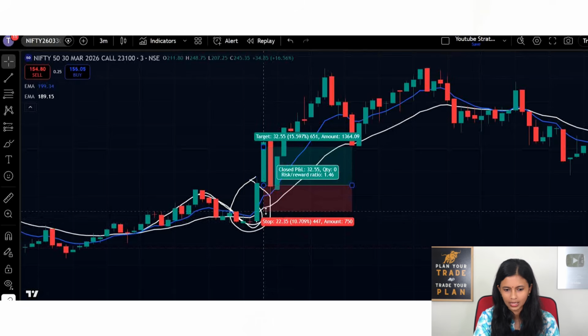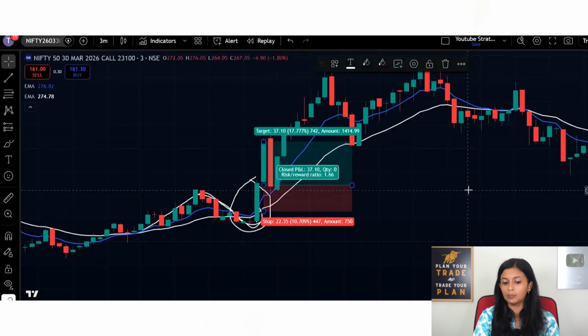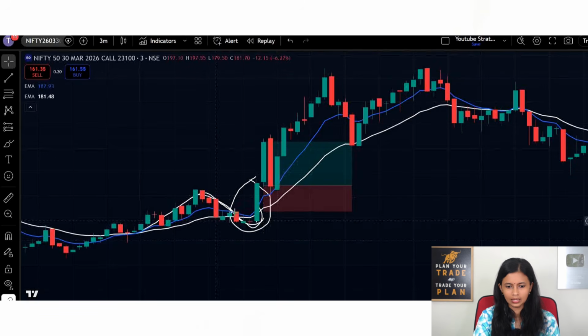Your stop loss will be just below these EMA lines, and you can keep the RR ratio of around 1:1.5 or 2. Initially it is better to go with 1:1.5 RR. So you can see here easily you got a good trade.